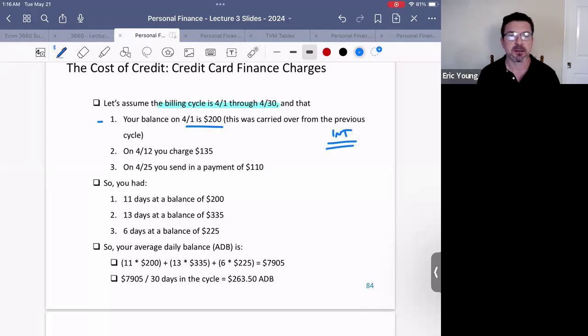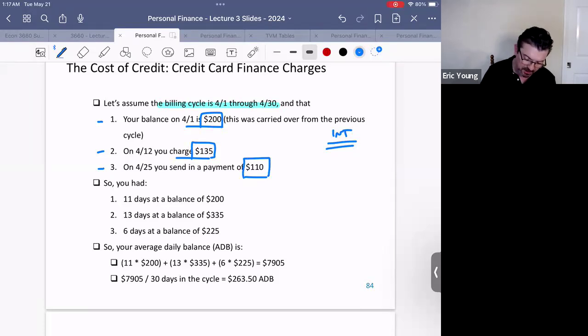You don't do anything until a few days later, April 12th, you charge $135. Now note that your balance is 200 plus 135, or 335. And then your balance stays at 335 for another couple of weeks or so until April 25th, when you send in a payment of 110. So again, you started off with the balance of 200. Then a few days later, you charged 135. So now your balance is 335. Then a couple of weeks later, you paid 110. So now your balance goes from 335 to 225.